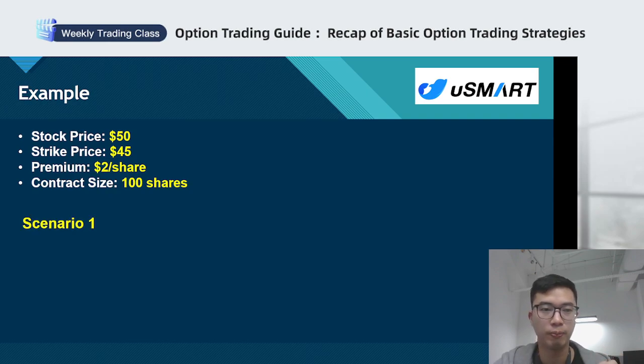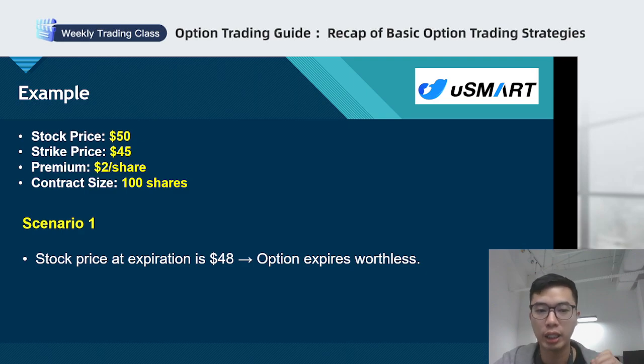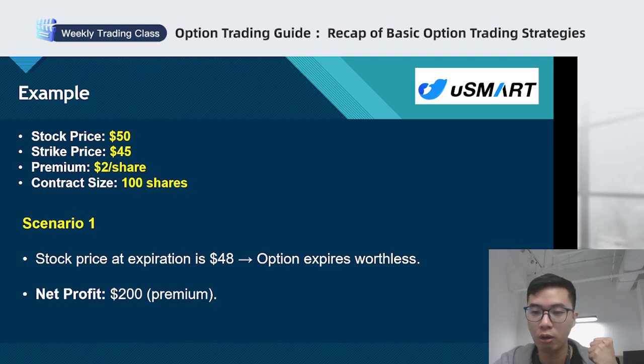Let's give an example. The current stock price is $50 and the strike price is $45. The premium is $2 per share. The contract size is 100 shares. For scenario 1, the stock price at expiration is $48. So the option expires worthless. Expired worthless means the put seller gains all the premium, the profit: $2 per share times 100 is $200.